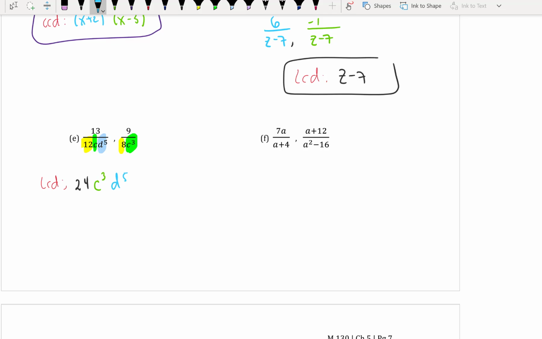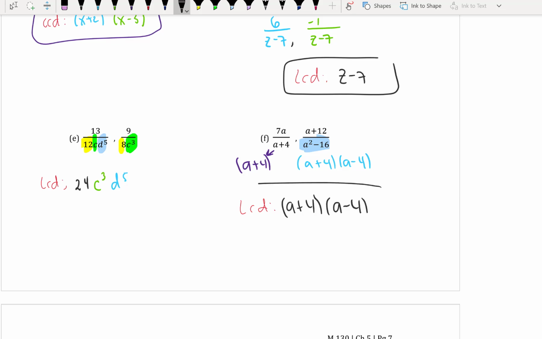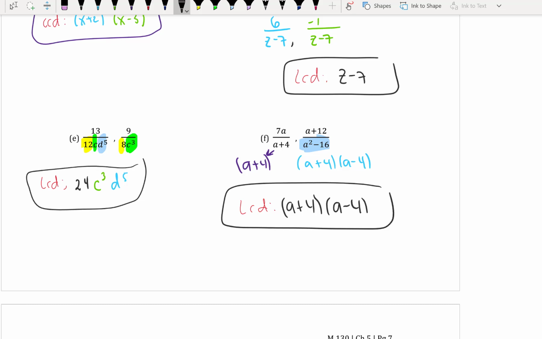For letter F, what I'm seeing is this a squared minus 16. So that can be written as a difference of squares, a plus 4 and a minus 4. And this first fraction is just a plus 4. That's it. So I know that my LCD, well, they both have an a plus 4. That's fine. But I also have my a minus 4 as well. So a plus 4 and a minus 4 ends up becoming my LCD.